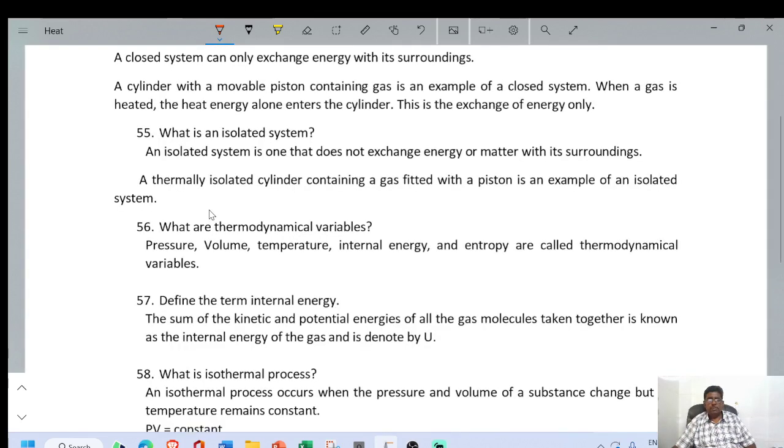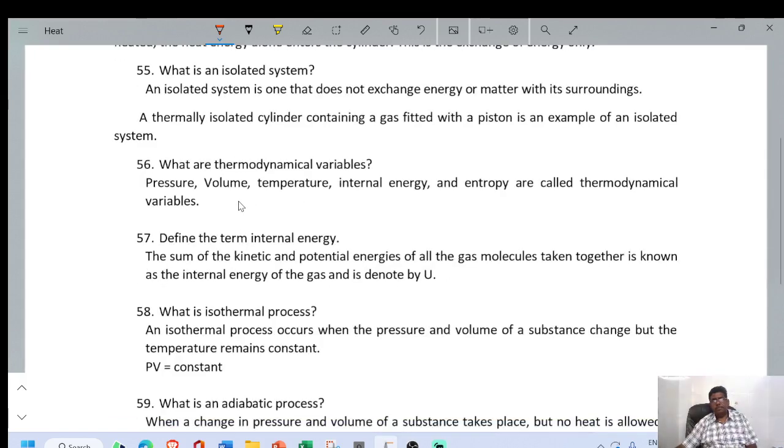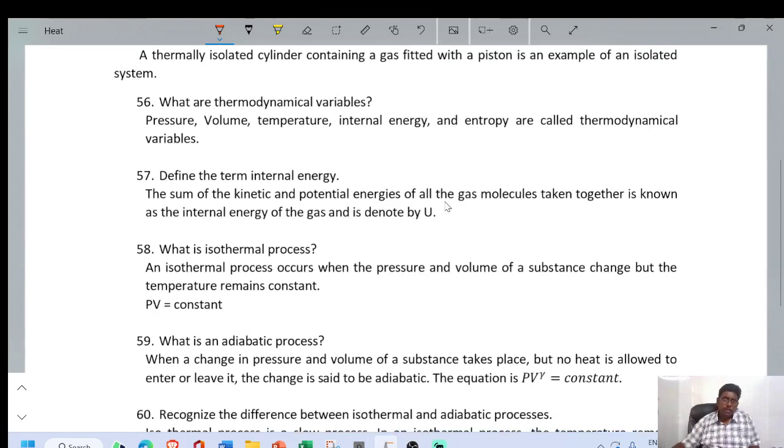What is an isolated system? An isolated system is one that does not exchange energy or matter with its surroundings. A thermally isolated cylinder containing a gas fitted with a piston is an example of an isolated system. What are thermodynamical variables? Pressure, volume, temperature, internal energy and entropy are called thermodynamical variables. Define the term internal energy. The sum of the kinetic and potential energies of all the gas molecules taken together is known as the internal energy of the gas and is denoted by the letter U.